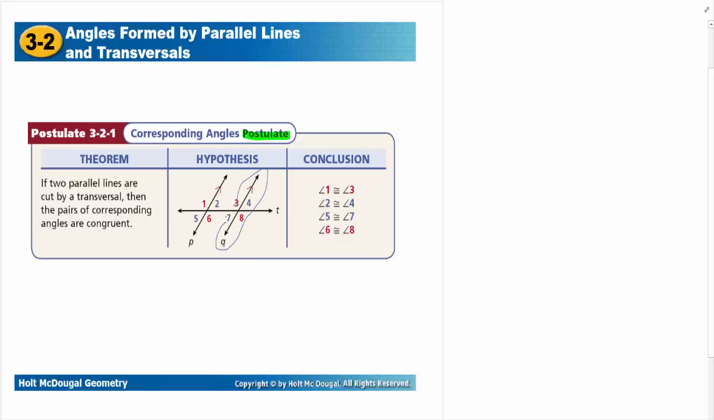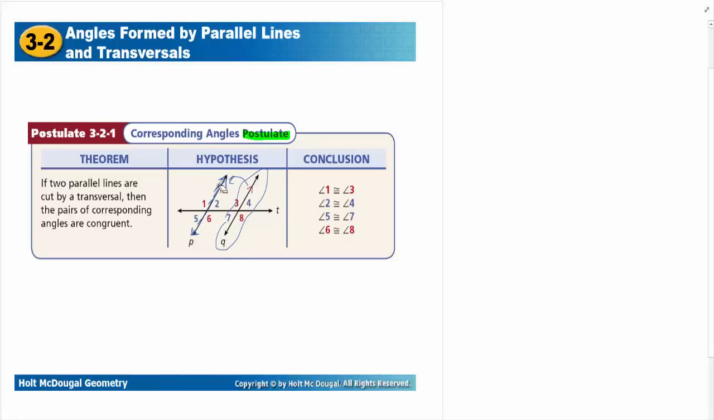All I'd have to do is take this line and slide it over, and it would perfectly match up with line P. I wouldn't have to actually go through a proof. I can just slide this line over, and it would line up with line P because they're parallel. Therefore, 3 and 1 would be on top of each other. 2 and 4 would be on top of each other, and the same for 5 and 7 and 6 and 8.